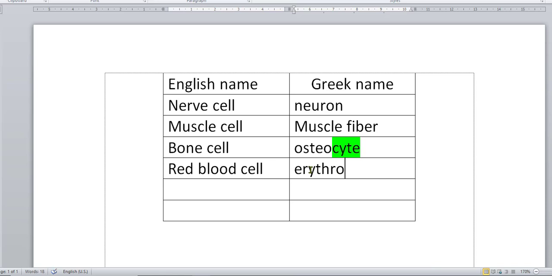Erythro means red, site means cell, so erythrocyte means red cell. For example, white blood cell, also from Greek, leukocyte, and so on. For example, lymph cell.